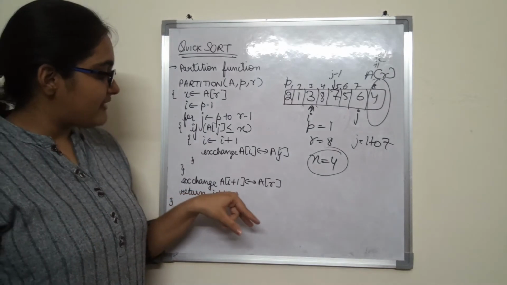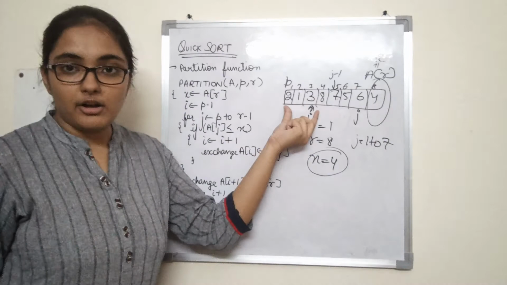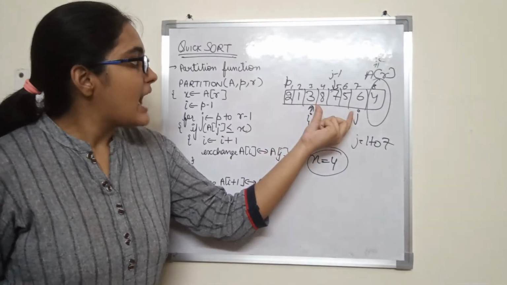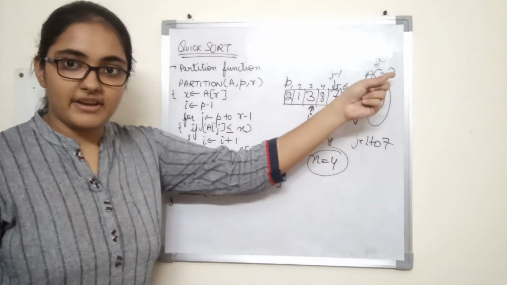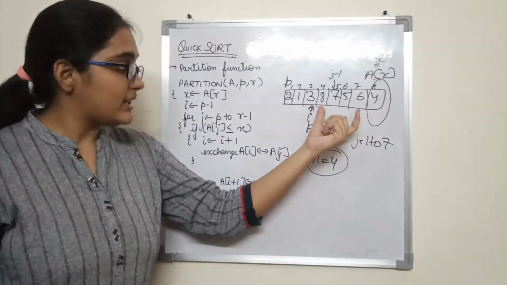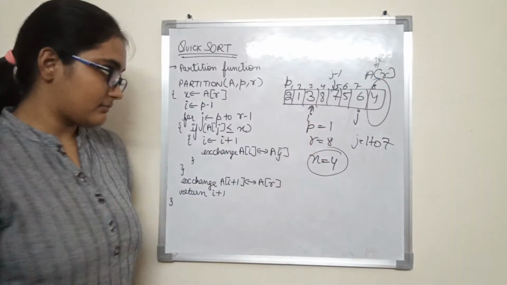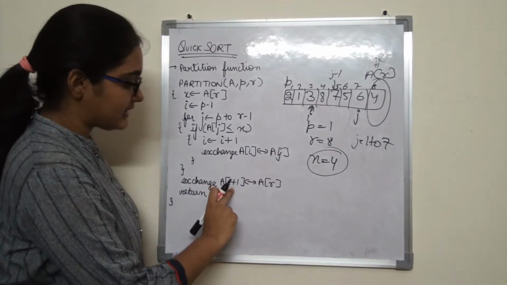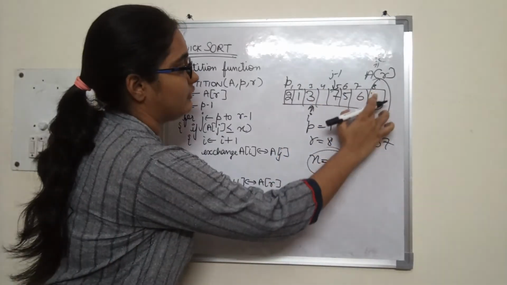Now exchange A of i plus 1 with A of r. Why? Because from p to i, all the elements are smaller, and from i plus 1 to j minus 1, all the elements are larger than A of r. So what is the correct position of A of r? i plus 1, right? So it exchanges i plus 1 with A of r, so it exchanges 4 with 8.